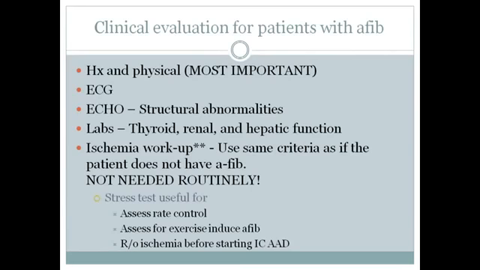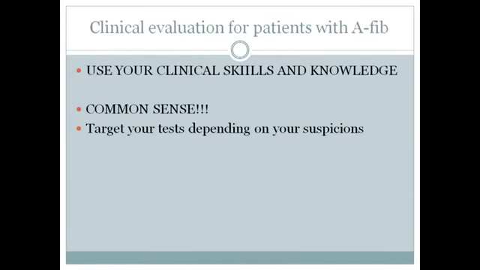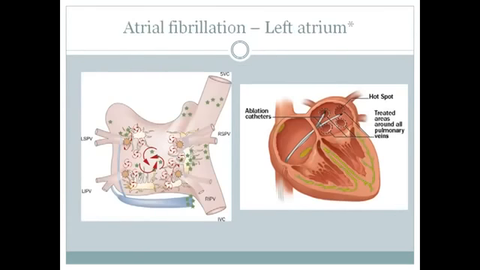Stress tests, we frequently order stress tests on these patients, not only in the hospital but in the clinic. But it's not only to look for ischemia, it's mainly to assess rate control and exercise-induced arrhythmias. And it's important to rule out ischemia if you're going to use antiarrhythmic medications that are contraindicated in the setting of ischemia, like class 1C agents, flecainide, propafenone, etc. We're going to see them right now. So use your clinical skills, your knowledge, and common sense, and tailor your tests to your specific patient.